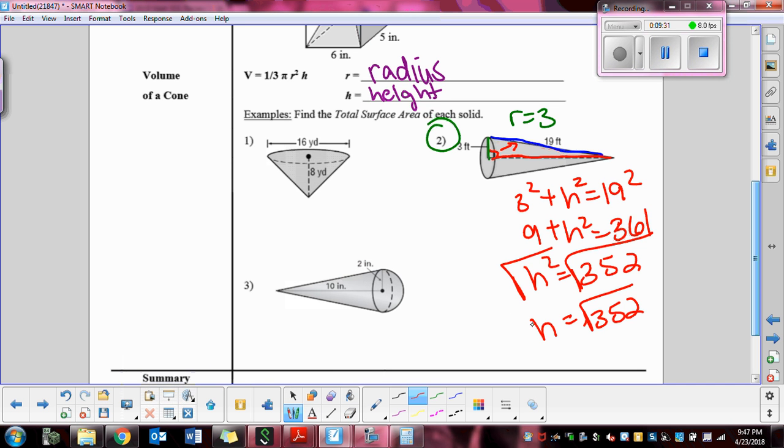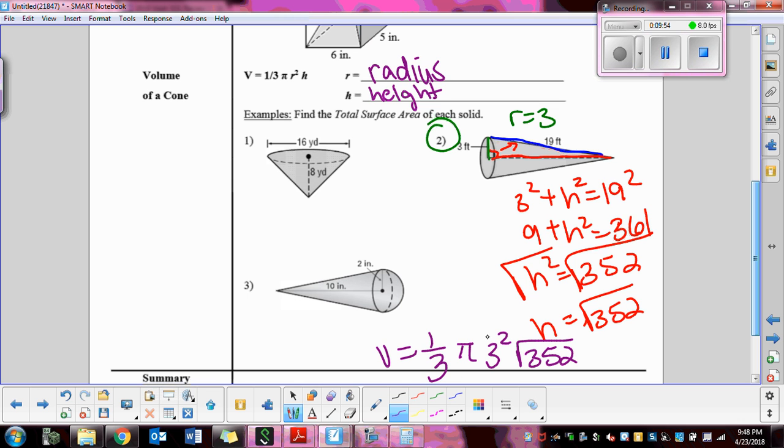Okay. So we have our height still, square root of 352. That's fine. We're just going to plug it in. So we have volume equals 1/3 pi. My radius is 3 squared times my height, which is the square root of 352. And remember, when we're done, we're going to put our units, which in this case I see is feet cubed.